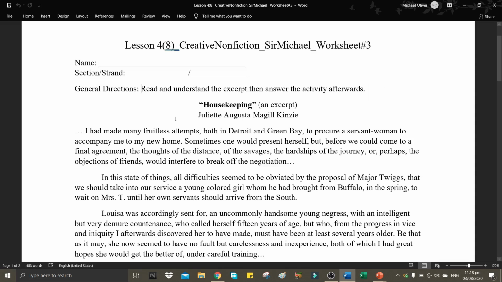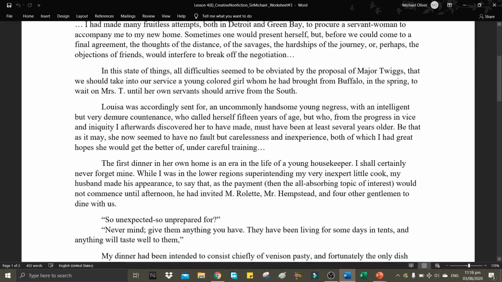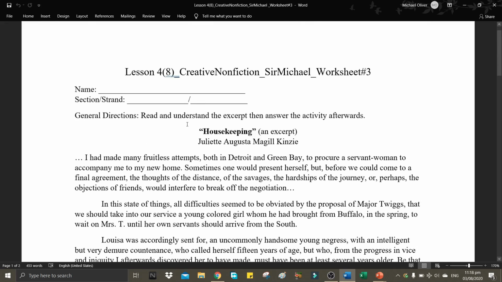Read and understand the excerpt, then answer the activity afterwards. So this is what you're going to read. It is entitled Housekeeping and written by Juliet Augusta Magill Kinsey. Let me read the excerpt for you guys.